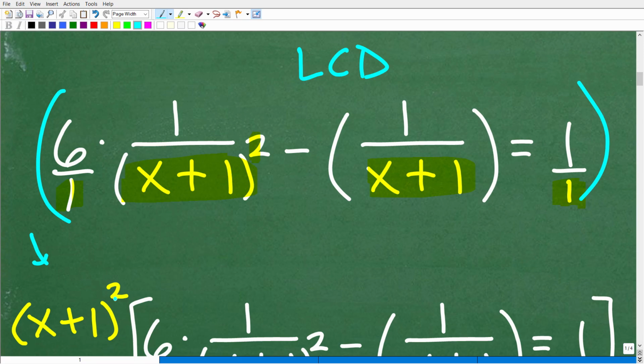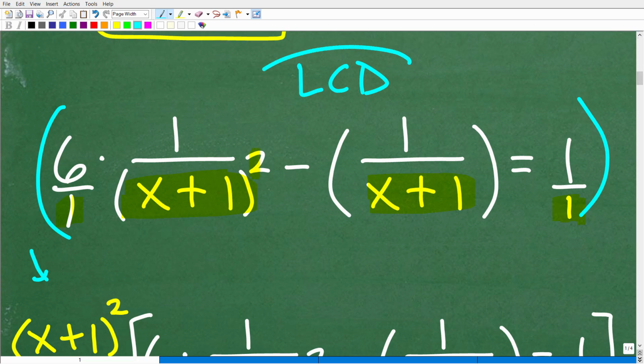You're like, well, is it x plus 1 squared? Yes, indeed, it is x plus 1 squared. Now, finding the LCD of rational expressions, or even just numeric fractions, a lot of students don't know this as well as they think they do. And this is where your mastery of arithmetic and basic math comes into play, because if you can't find the LCD of regular fractions, how can you find the LCD of things like this?